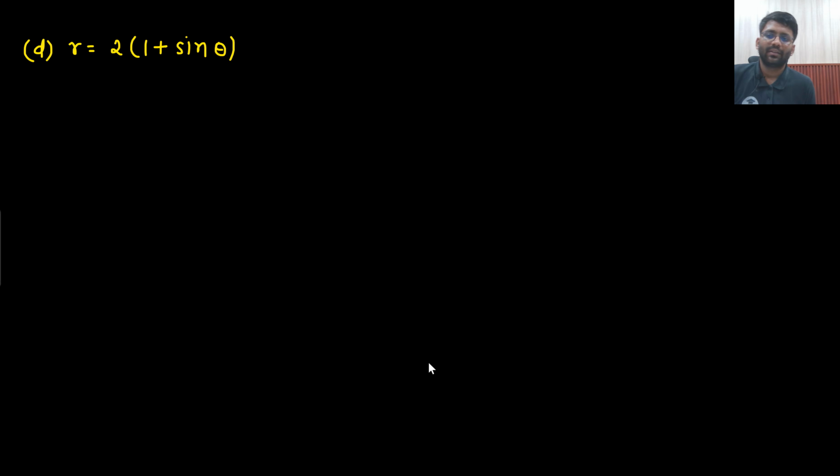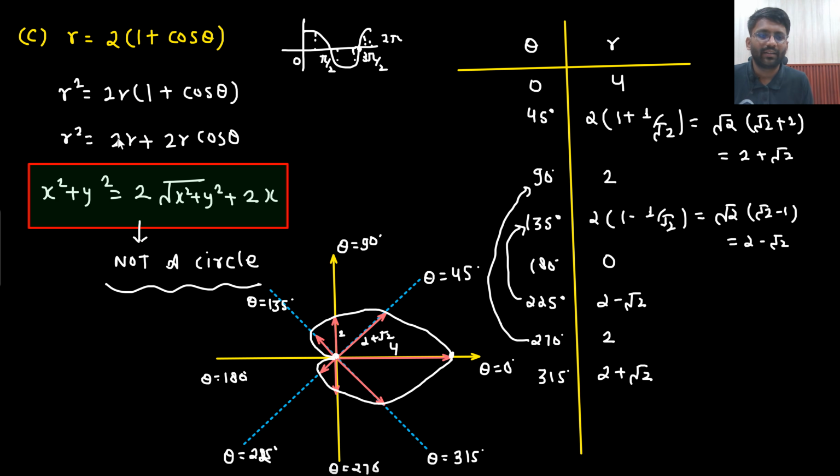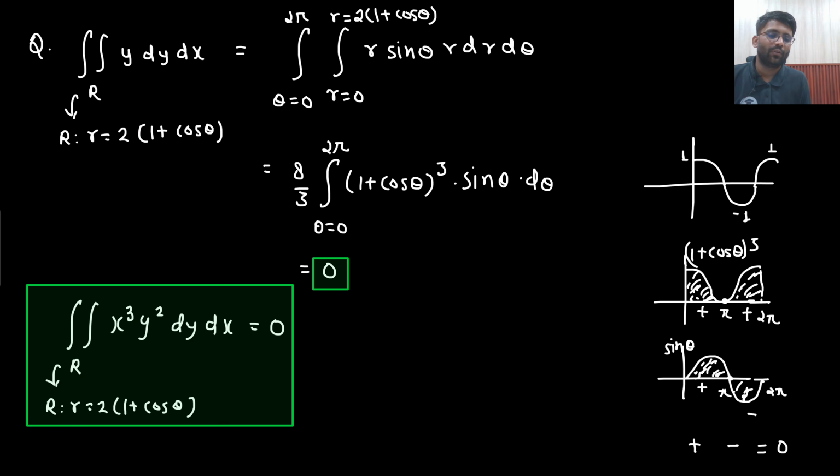Understandable? Let's go to the next one. So this cardioid, r equals 2 into (1 plus cos theta), we have completely understood. Now for the next one, r equals 2 into (1 plus sin theta), I am not going to do any discussion. Why? Because it will be the same.